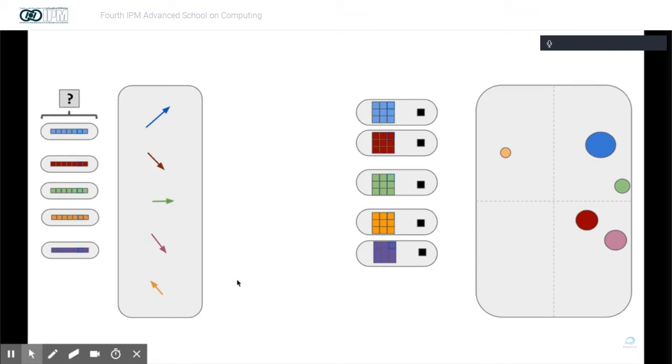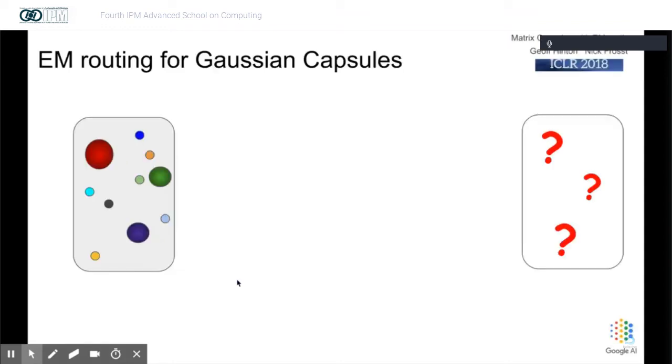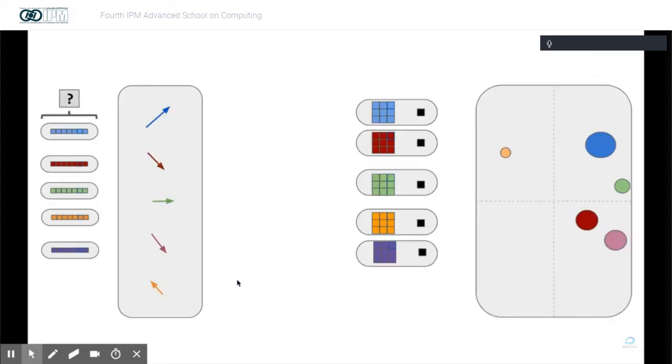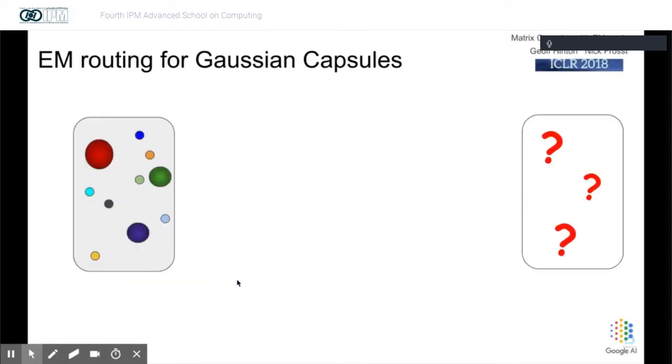The position of the circle shows the capsule coordinate frame, and the radius shows their existence probability. So how do we find agreement and assignment when existence is separated from the coordinate frame?